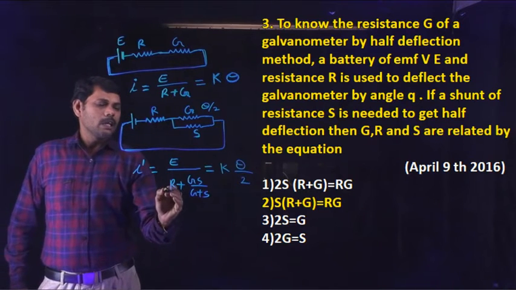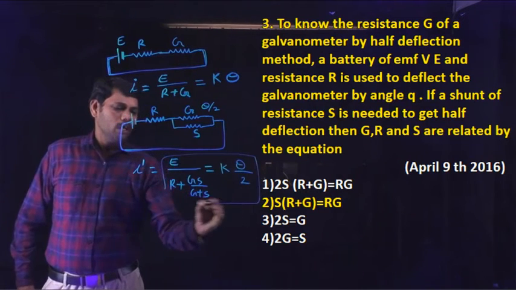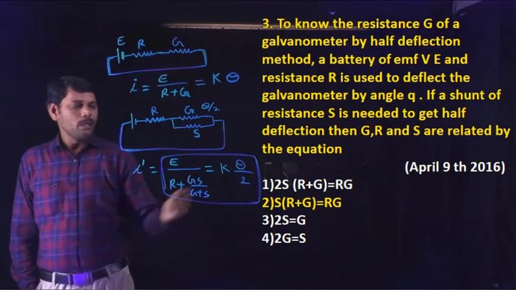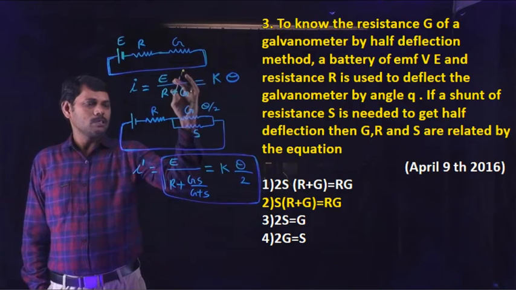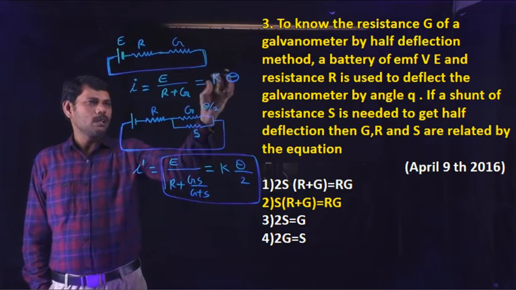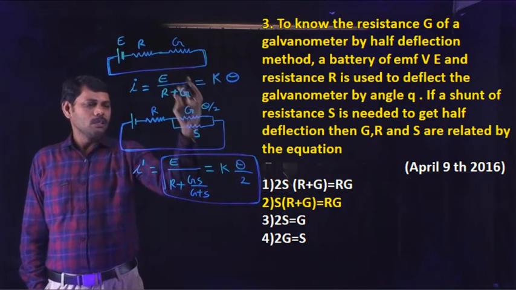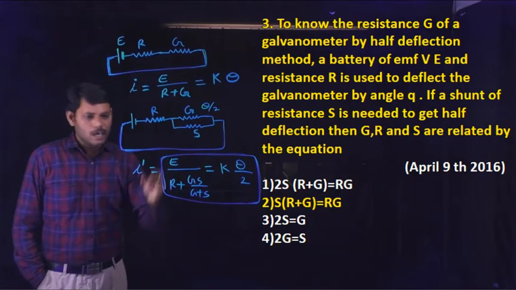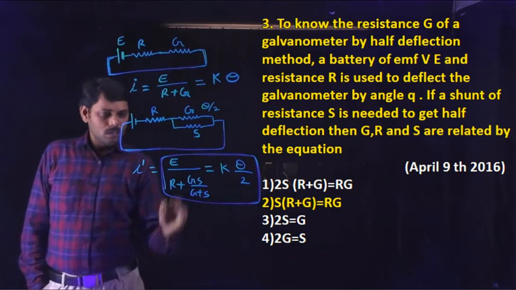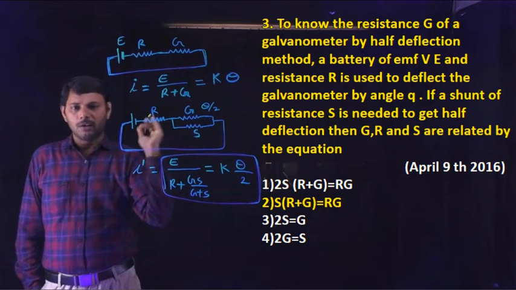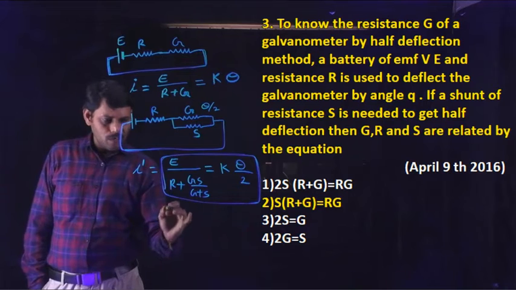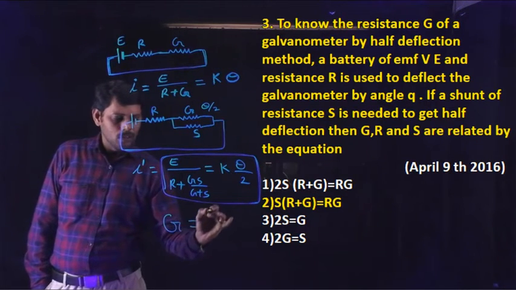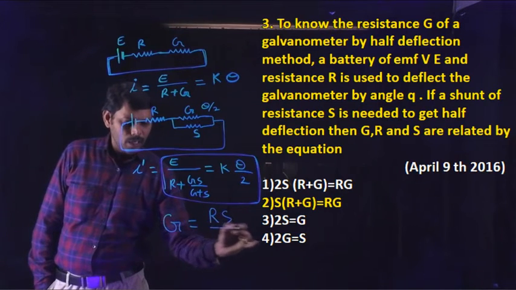In this second equation, we replace K theta by the first equation, that is E by R plus Z, and we cancel E and simplify it. This is known as the half deflection method analysis. By simplifying this equation, we find the galvanometer resistance is equal to R into S by R minus S.